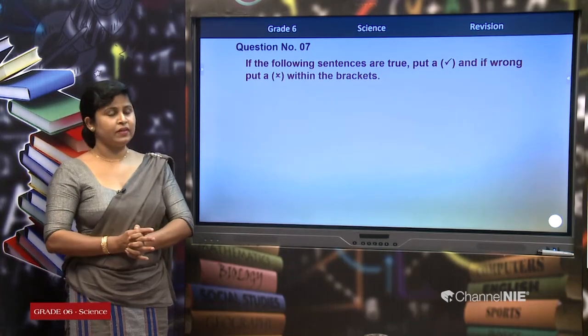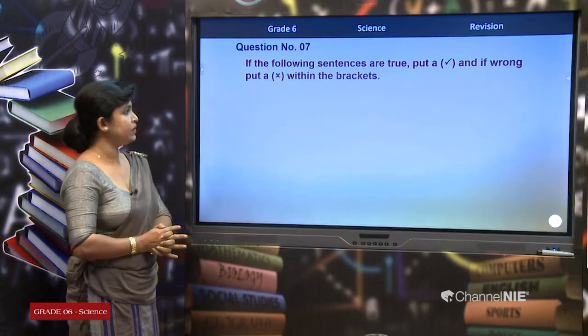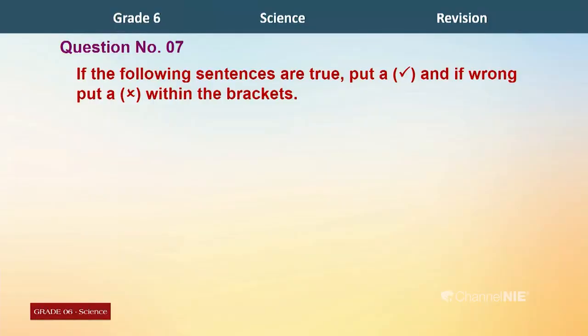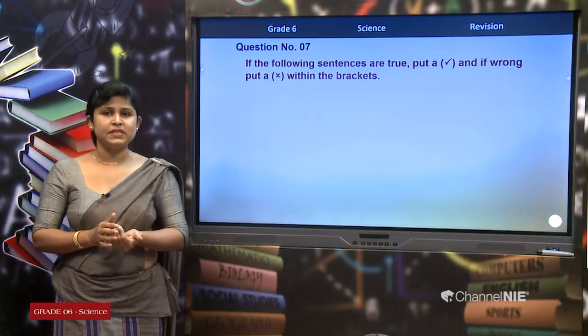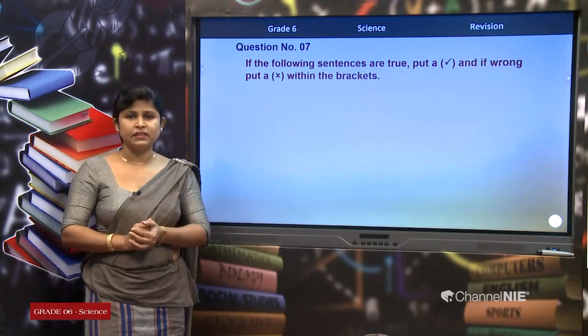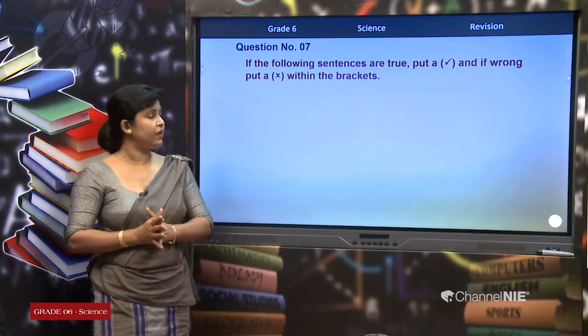Question number 7. If the following sentences are true, put a tick, and if wrong, put a cross within the brackets, right? So you have to think about the statements. You have to check whether the statements are true, then put a tick there. If the statements are wrong, you have to put the cross marks.